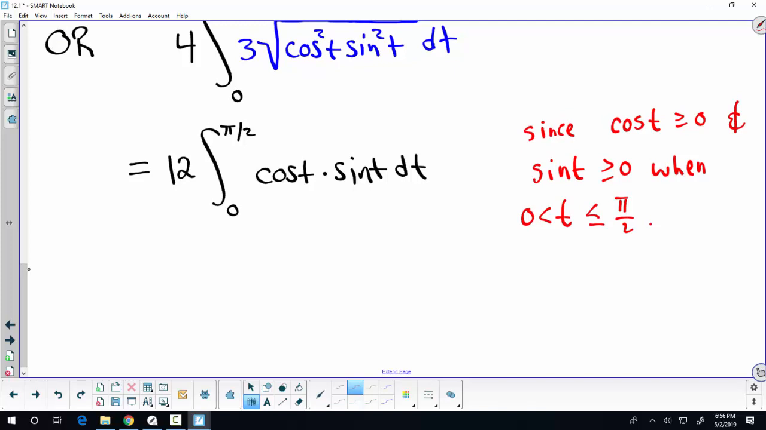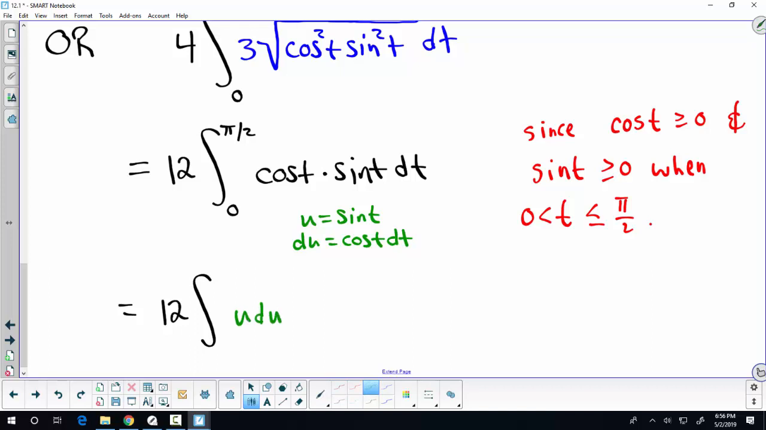Okay, so how do we integrate? U substitution. U is sine, du is cosine. So we've got 12 times the integral of u du. We might as well change our bounds since we're dealing with u. It would be easier. If t is equal to 0, u is equal to the sine of 0, which is 0. And if t is equal to pi over 2, u is equal to sine of pi over 2, which is 1.